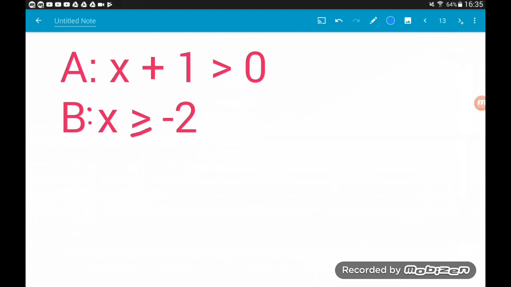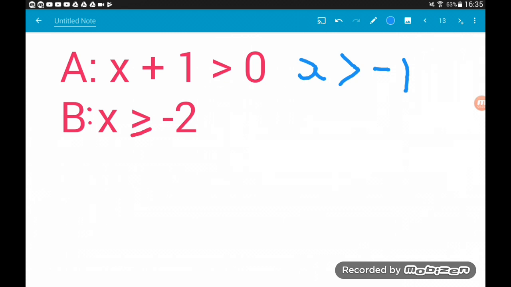Okay, next example, statement A, x plus 1 is greater than 0. Statement B, x is greater than or equal to minus 2. So, first of all, let's solve this inequality. In statement A, take away the 1, we get x is greater than minus 1. So that's really what statement A is telling us. Statement B is telling us x strictly has to be greater than or equal to minus 2.